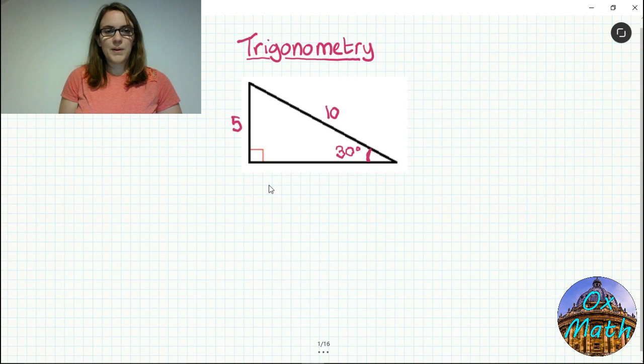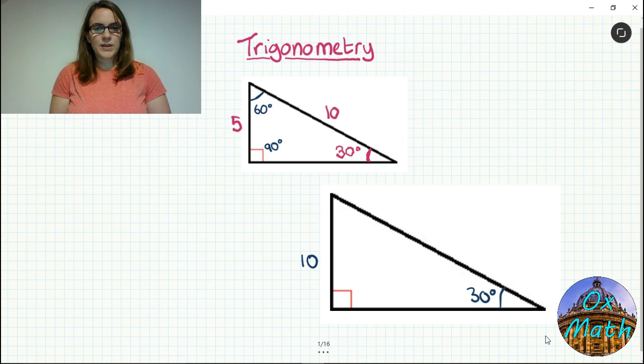So if we start by looking at this right angle triangle, we have been given that one of the angles is 30 degrees. That means we actually know the third angle as well. Because it is a right angle, we know that we have an angle of 90 degrees, an angle of 30, so our other angle must be 60 to get the 180 degrees that we need in a triangle.